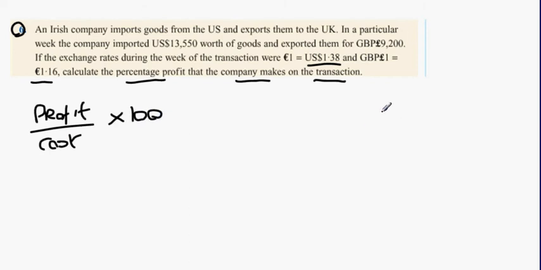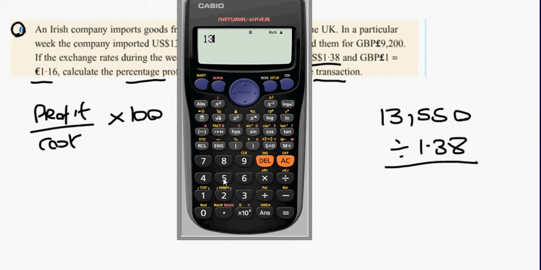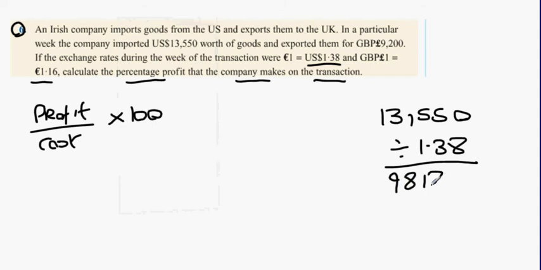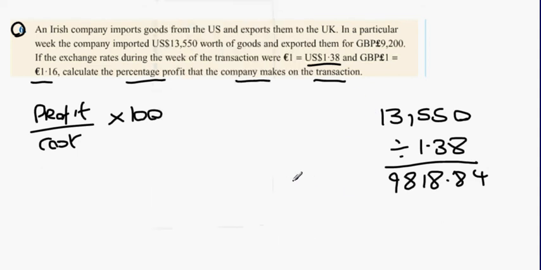So 13,550, we're going to divide that by 1.38 to find out what the cost is in euros. So 13,550 divided by 1.38, and you get 9,818.84. Okay, so that is the cost in euro.